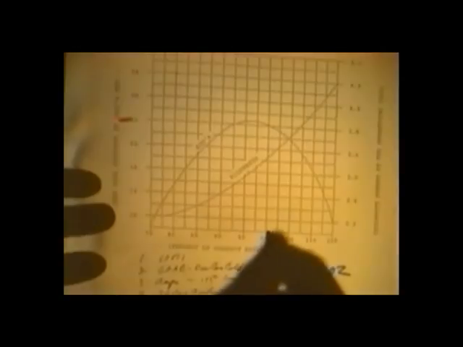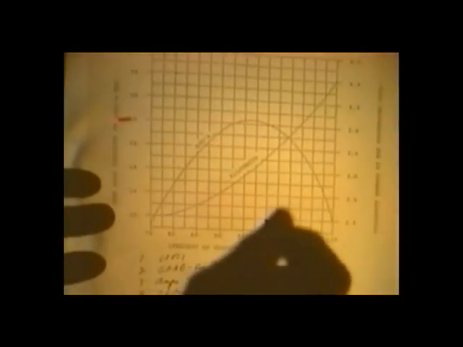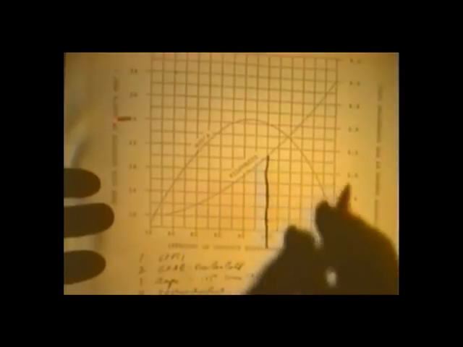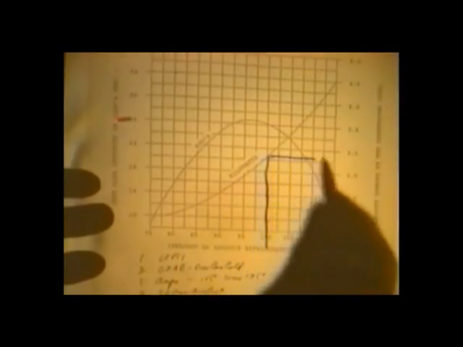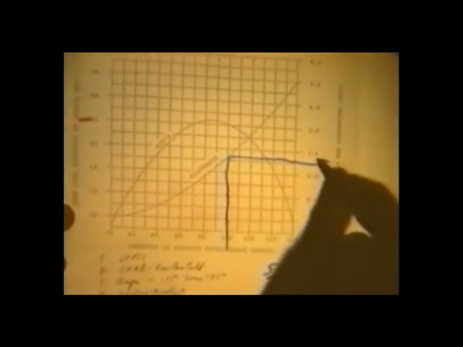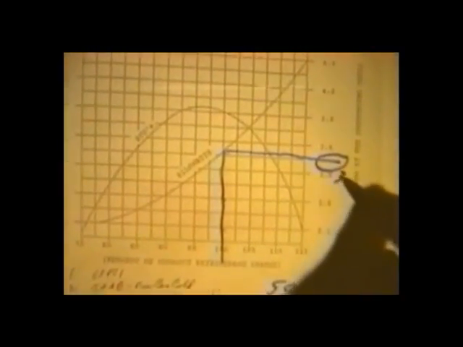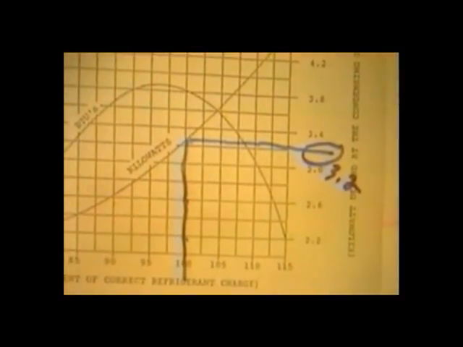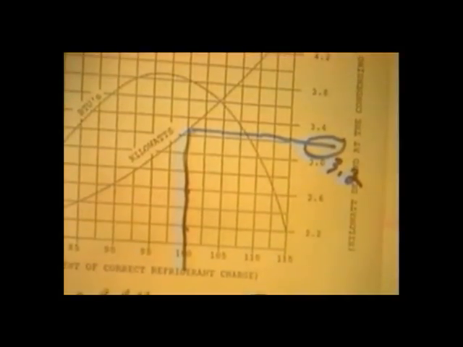So if I run my line on the 100% exact charge, if I come up here to the kilowatt line and then run over here to my kilowatt chart, I could say that this system is consuming about 3,200 watts, 3.2 kilowatts, as it's running. Okay? So if we've got a perfectly charged system, we're at 3,200 watts.